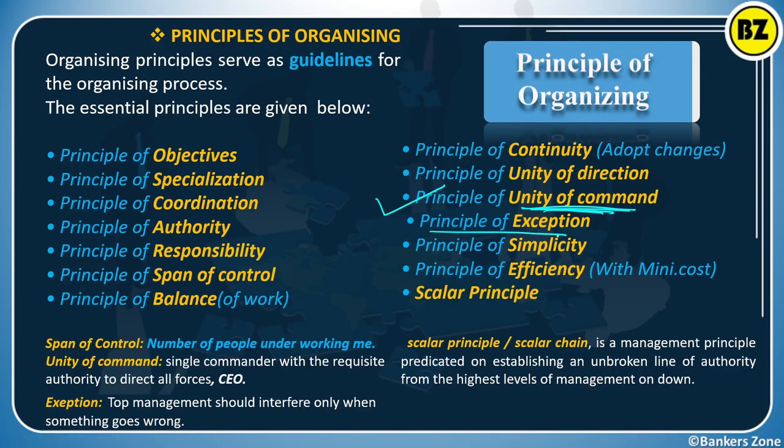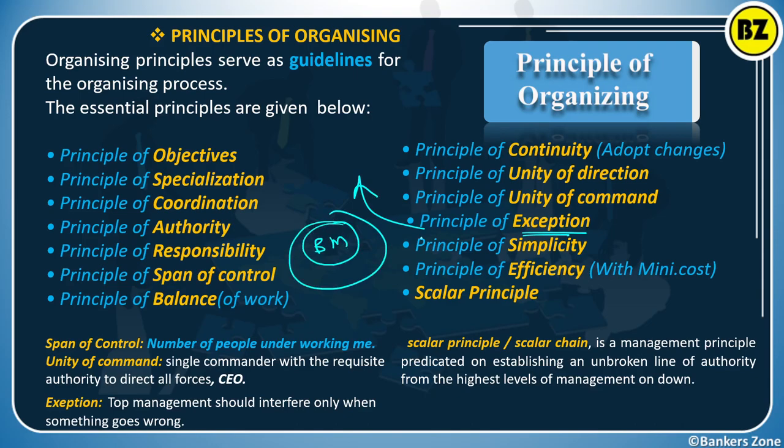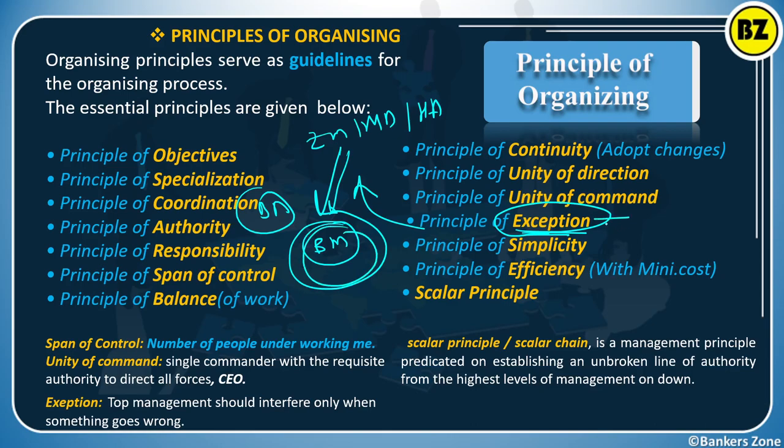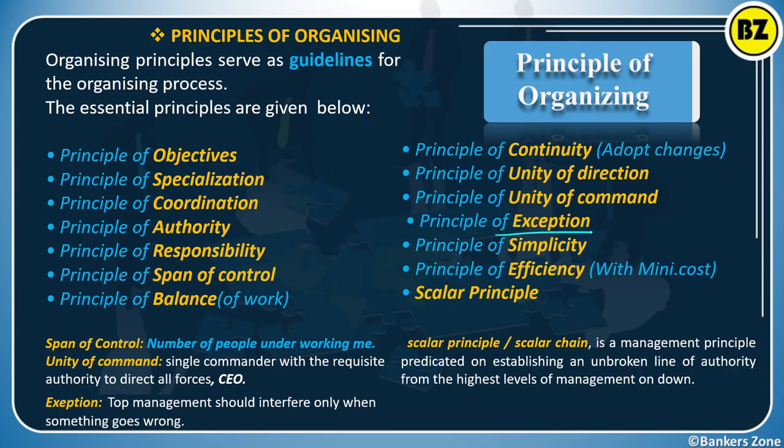Understand? Principle of exception. What is the principle of exception? Generally, exception means that the top management should interfere only when something goes wrong, only in exceptional cases. See, what is happening in the branch? The branch manager is supposed to take care. The zonal manager or the MD or any higher authority should not interfere in the branch functioning. I am giving you a practical example so that you can easily understand, right? Unless and until there is some exception, only then should the top management interfere. Otherwise, top management should not interfere in small things, right? This is the principle of exception.